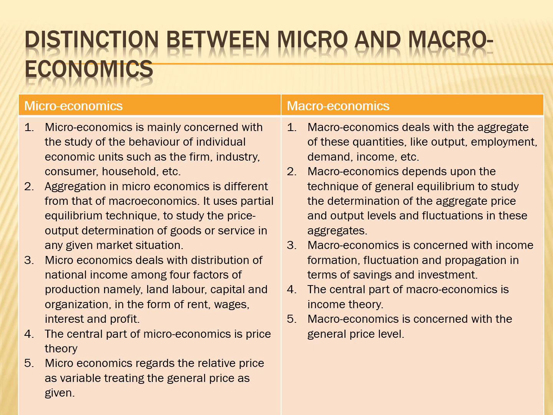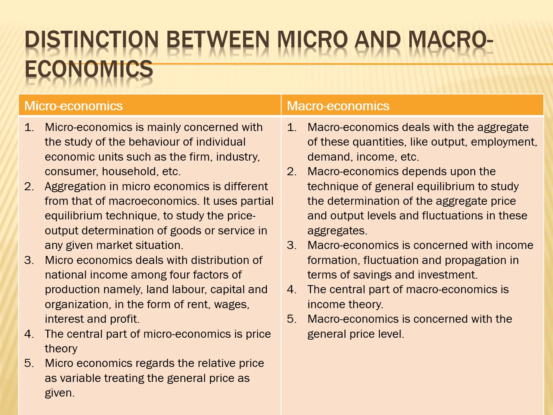Second one is aggregation in microeconomics is different from that of macroeconomics. It uses partial equilibrium technique to study the price output determination of goods or services in any given market situation. Whereas macroeconomics depends upon the technique of general equilibrium to study the determination of the aggregate price and output levels and fluctuations in these aggregates.